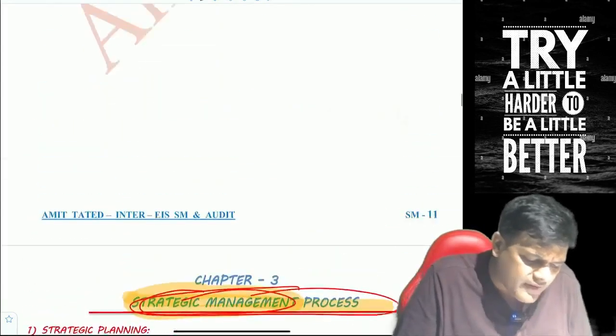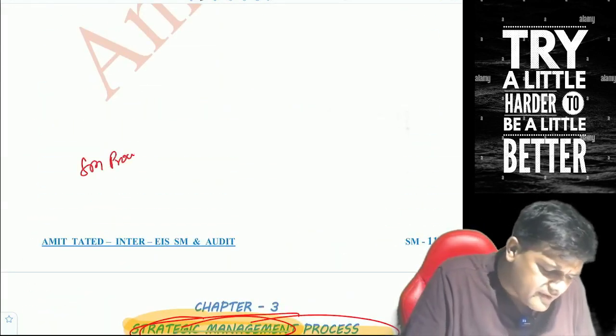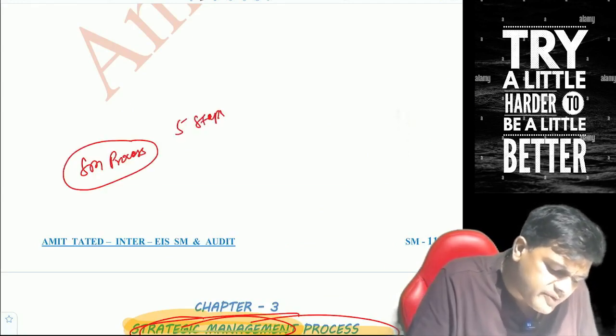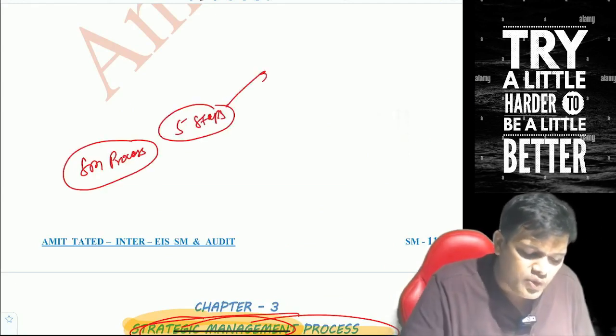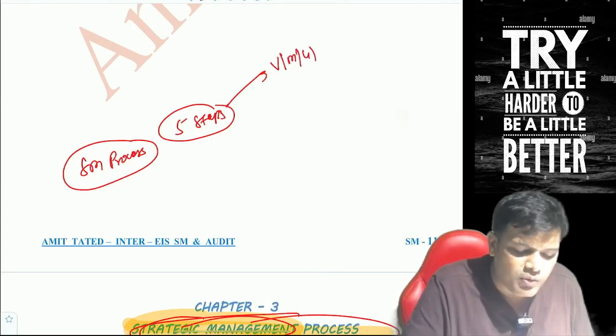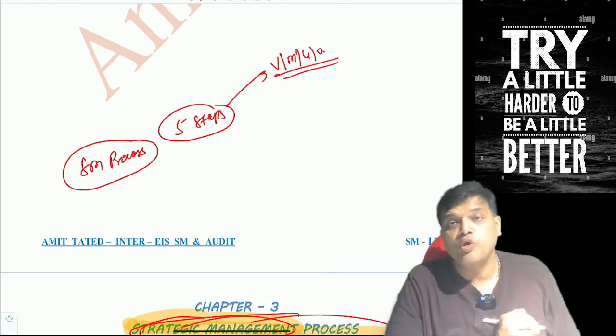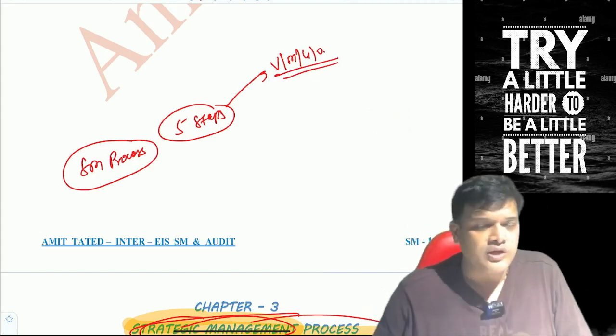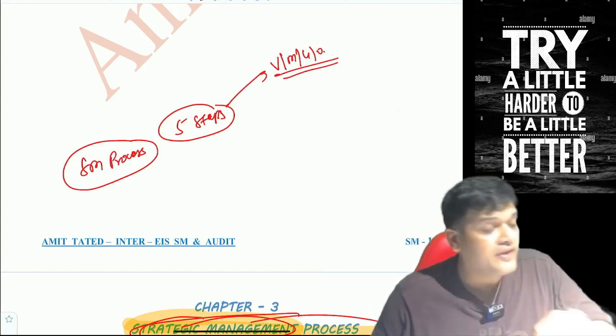If I ask you what the strategic management process is, your answer is 5 steps only. What are the 5 steps? First, define vision, mission, goals, and objectives. What is your vision? What is your mission? What are your goals and objectives? We'll discuss what vision, mission, goals, and objectives are a little later.